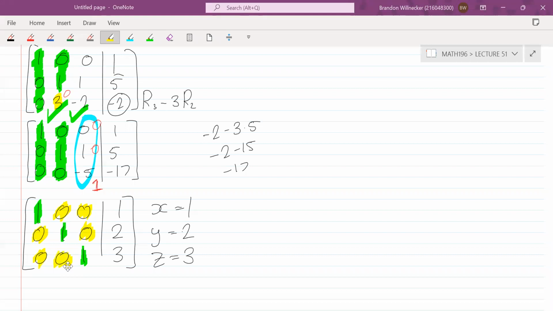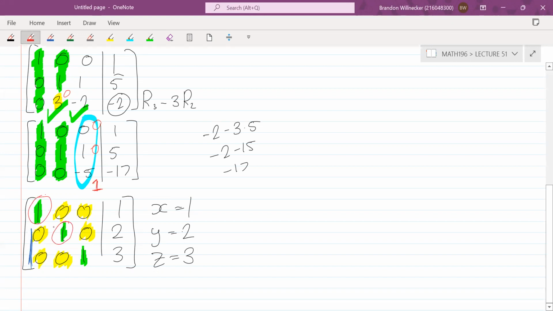Okay, so that's basically the process involved. So just quickly to go over this again, we want this first entry here to be a 1. Everything else below that, we want that to be a 0. So all of the stuff here, we want those to be zeros. Then you move on to the next column.